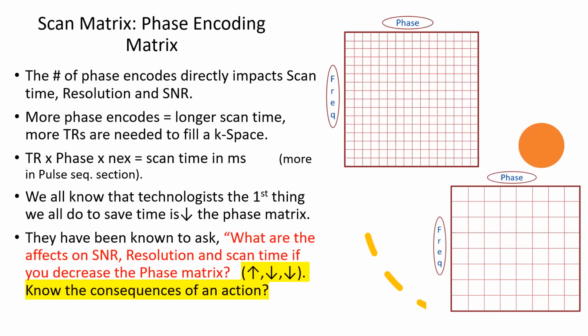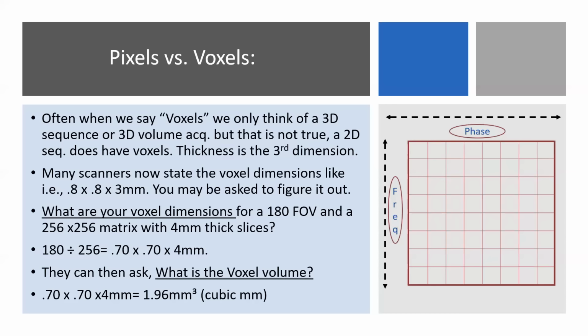So when you drop the phase matrix, what's going to happen to signal to noise? It's going to go up. What's going to happen to resolution? It's going to go down. And like I just said, when you drop your phase, your scan time goes down. So they can ask you these 3-for-1 questions, okay? Just be told. You need to know the consequences of your actions.